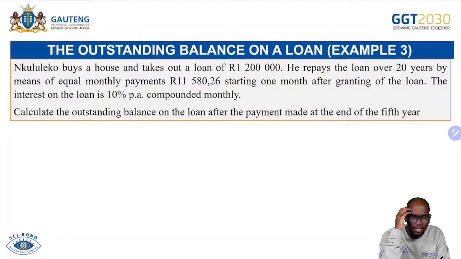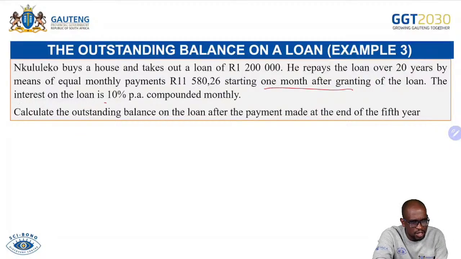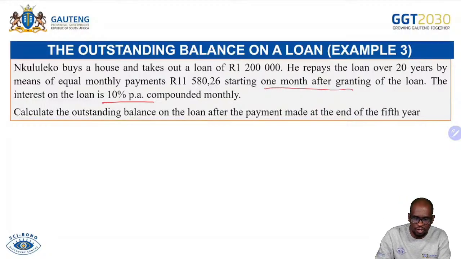All right, so let me take you through the last example. All right, this last example, we are going to do it using both the methods. All right, so I'll take you through just to show you that both of them will give you the same answer. All right, Kulego buys a house and takes out a loan of 1.2 million. He repays the loan over 20 years by means of equal monthly payments of 11,580.26 cents, starting 1 month after granting of the loan. So the 1 period gap is taken care of. The interest on the loan is 10% per annum compounded monthly. Calculate the outstanding balance on the loan after the payments have been made at the end of the 5th year.